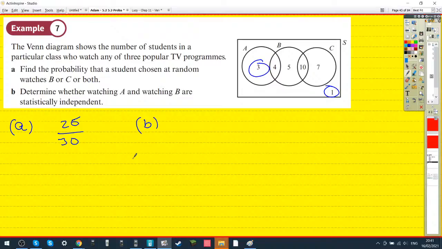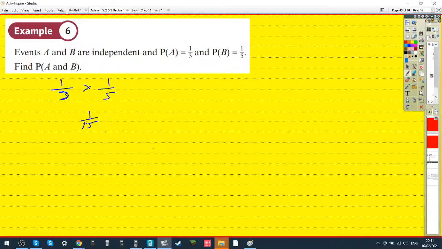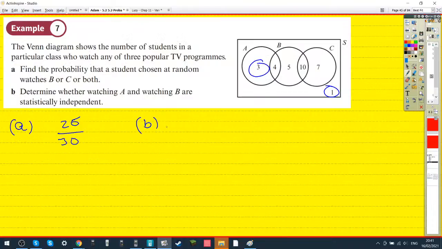What do you mean by you have to determine it? Is it independent or not? It is, isn't it? Because they're overlapping, they can still be... So if two things are independent, you multiply them. So if independent, probability of A times probability of B is equal to probability of both.